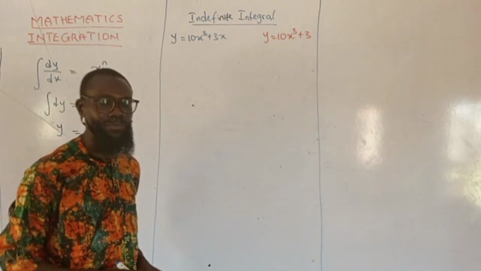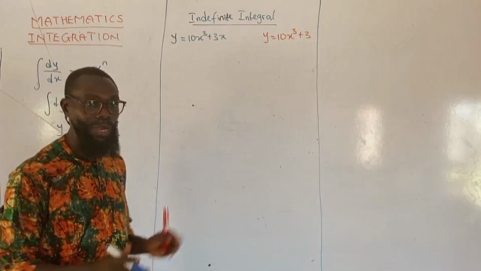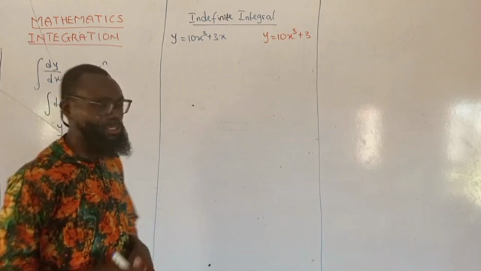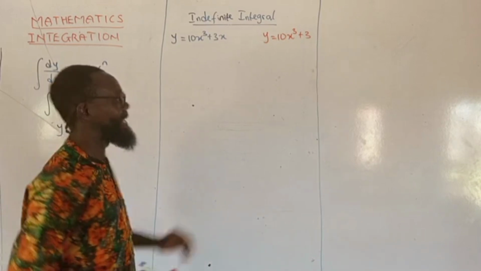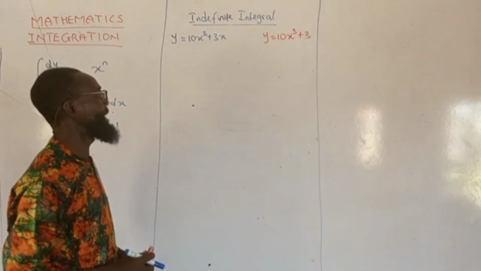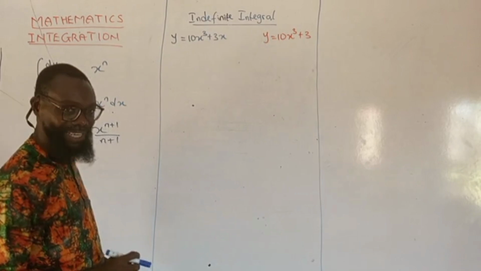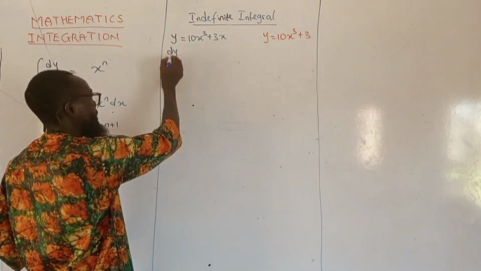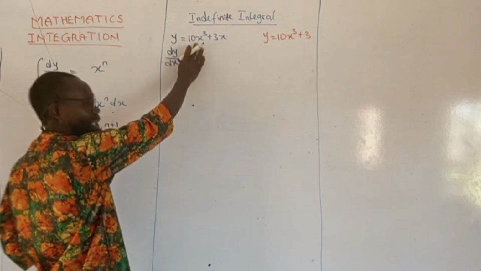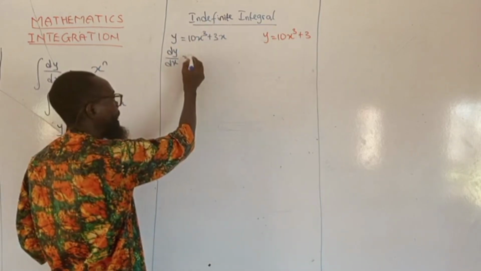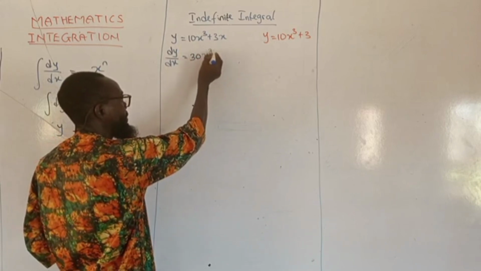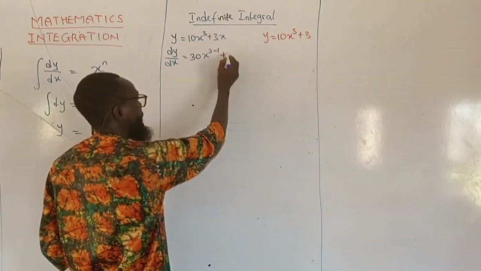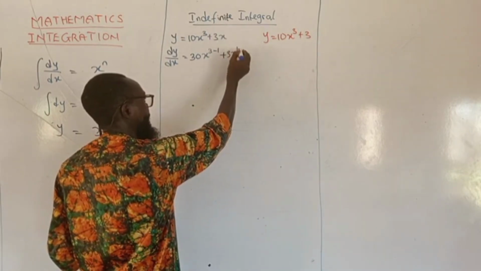Indefinite integral. In this topic, we are going to be talking about indefinite integral and definite integral. But let us look at the indefinite integral. Let's look at this function: y is equal to 10x cubed plus 3x. When we differentiate this, we are going to have dy/dx. Differentiation of this will be 3 multiplied by 10, we have 30, x power 3 minus 1. Then plus, 1 times 3, we have 3, x power 1 minus 1.